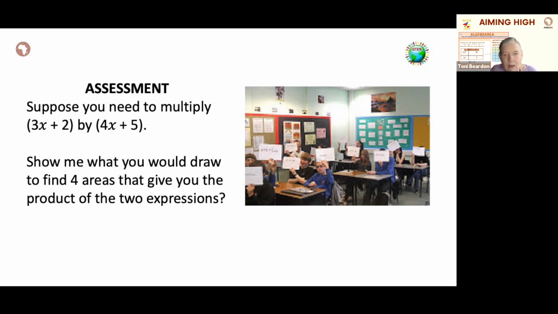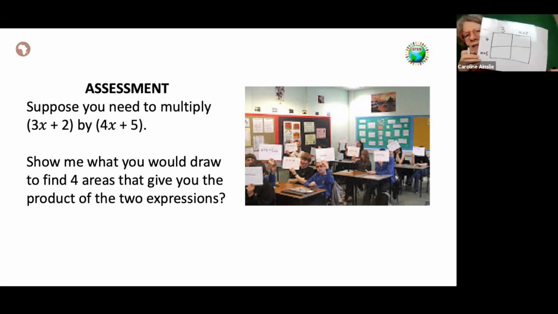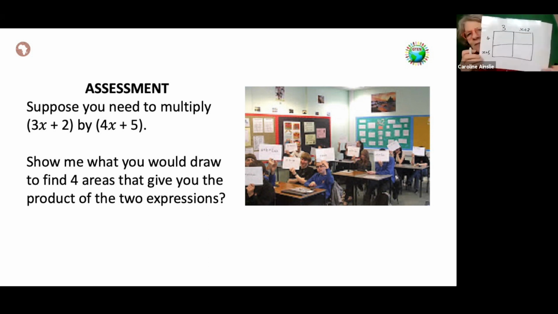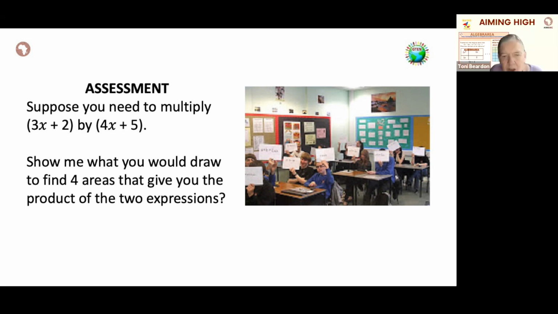And Caroline, there you go, Tony. I've done it. Oh, well done. What have you done, Caroline? I've got 3x plus 2, 4x plus 5. Right. So would you like to write the 4 areas in there? And then you've got, Caroline, what have you got?